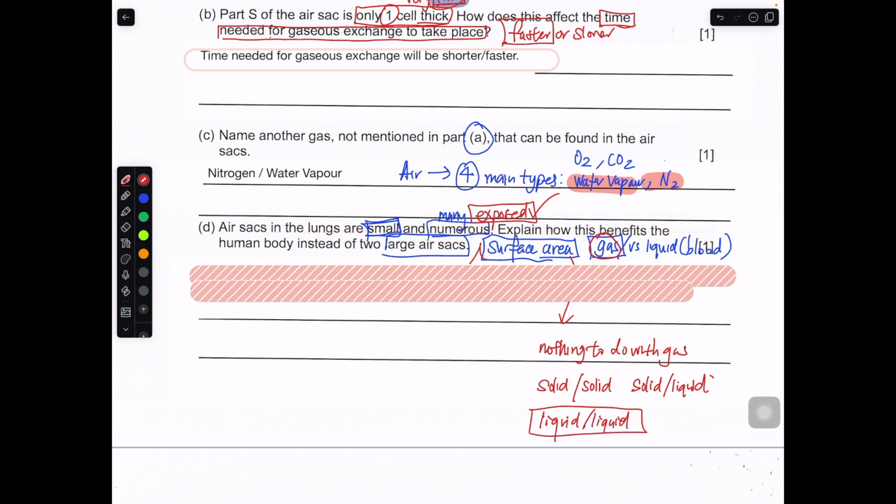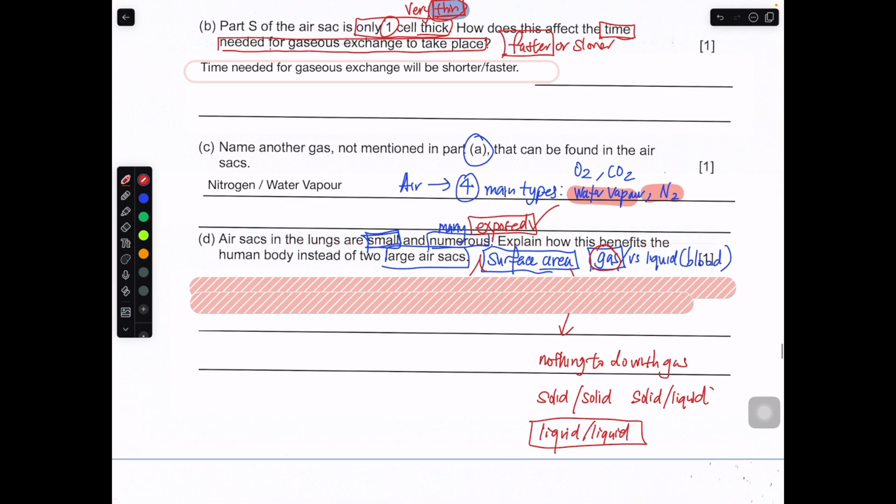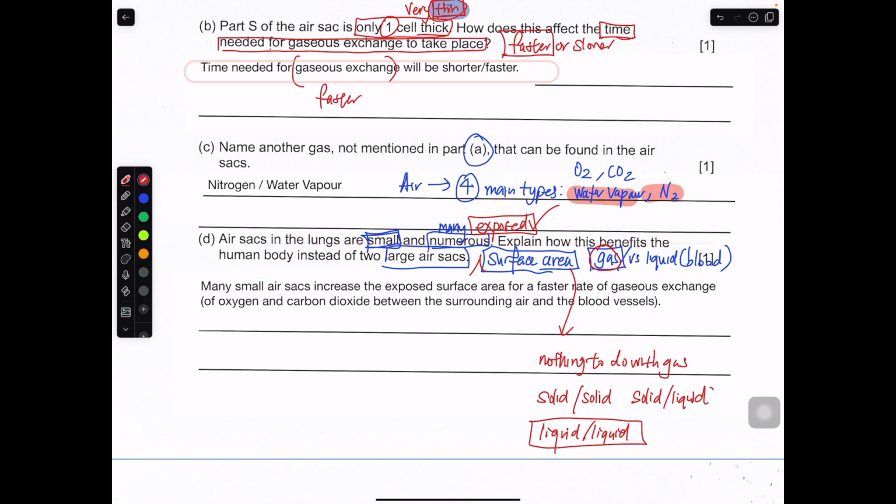Okay, so as long as it has to do with gas, then we will more or less use exposed surface area. This is why when we talk about rate of evaporation, we also use the words exposed surface area. Okay, so over here when you have many, and small, you are trying to increase the surface area. So when you have a greater surface area, your gas exchange will happen much faster. Okay, so I'm going to show you this part. Many small air sacs increase the exposed surface area for a faster rate of gas exchange.